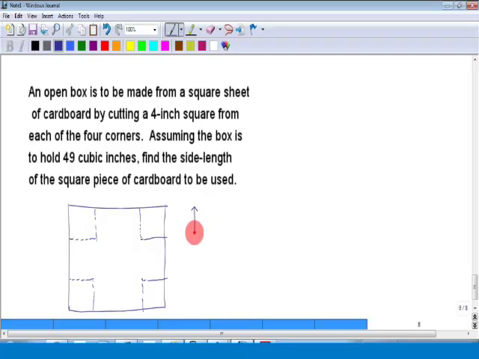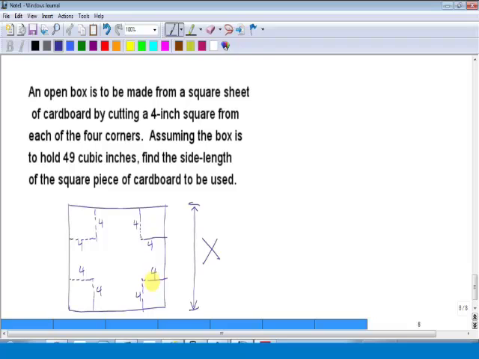Now, from there to there, the cardboard, well, you want it to be big enough. So this is going to work. How big? I don't know. I'm going to say X. I'm going to say it's X by X inches. That's how big our sheet of cardboard is. And out of that, we're going to cut 4 by 4 inch squares.